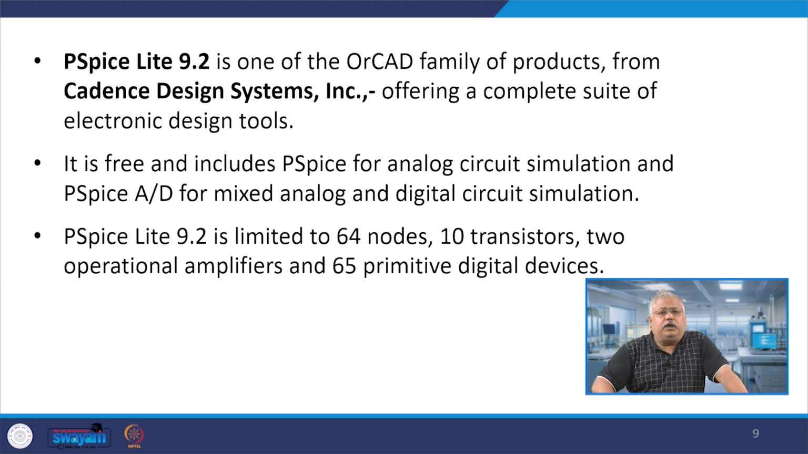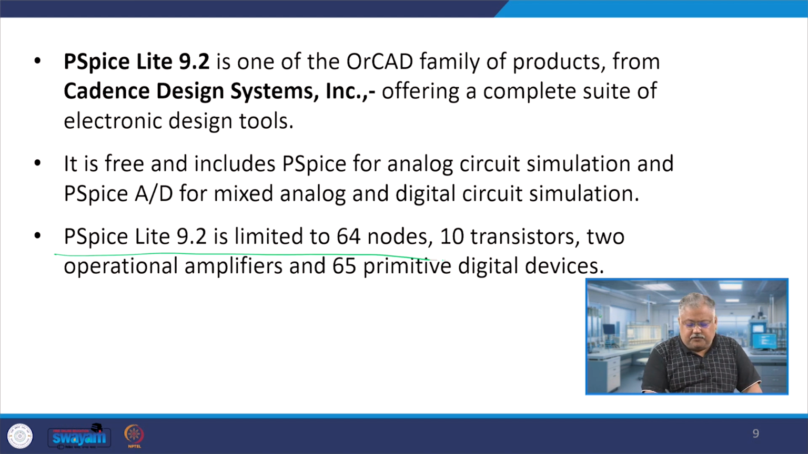PSPICE Lite 9.2 is from the ORCAD family of products, and they offer a complete suite of electronic design automation tools. It is free, and PSPICE can be used for analog circuit simulation. PSPICE A/D, which is analog-to-digital, data converters, can be used for mixed signal analog and digital circuit simulations. Typically, PSPICE 9.2 is limited to approximately 64 nodes, 10 transistors, 2 op amps and 65 primitive digital devices. These are just numbers. You need to actually do this in order to appreciate the output characteristics of the device.